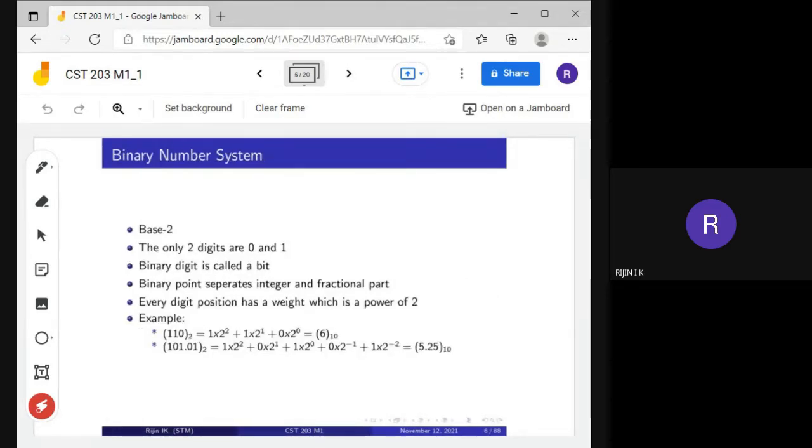What was the binary number system? Binary number system is a base 2 number system. We use only two digits for representing binary numbers. What are they? 0 and 1. These are the two digits used for representing binary numbers. In the binary number system, the positional weights are in the power of 2. So that is the binary number system.